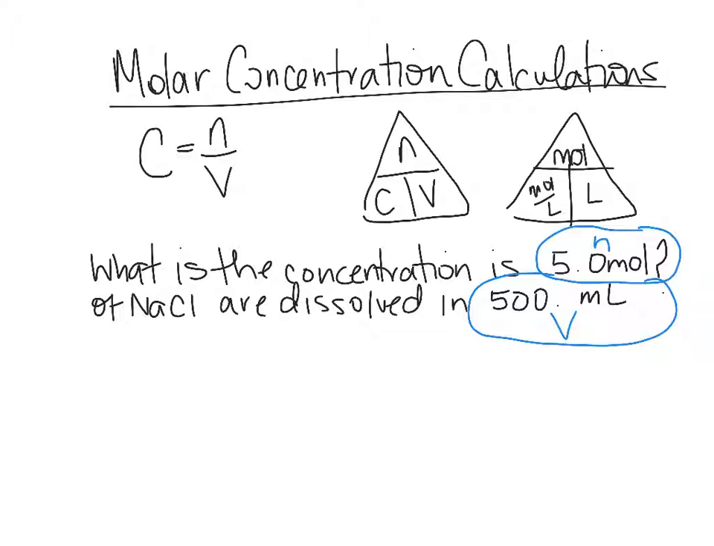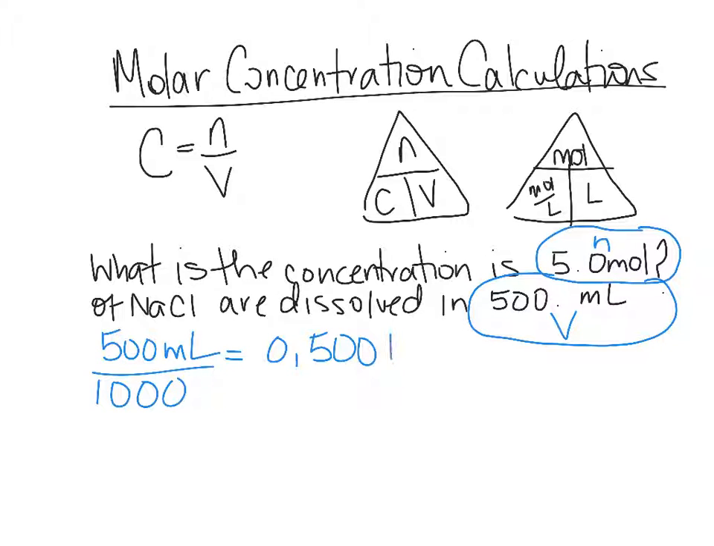How do you go from milliliters to liters? Divide it by how many? 10, 100, or 1,000? 1,000. So, 500 milliliters divided by 1,000 is 0.5 liters.